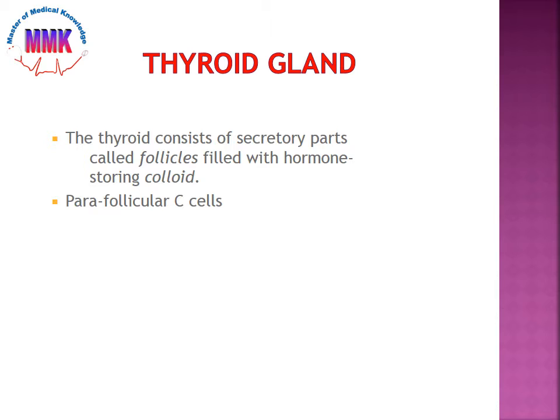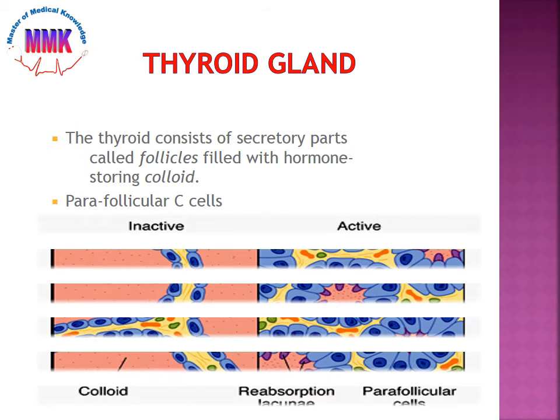The thyroid gland consists of a secretory part called the follicles, which are filled with the hormone-storing thyroglobulin, and the parafollicular C cells, which secrete calcitonin.